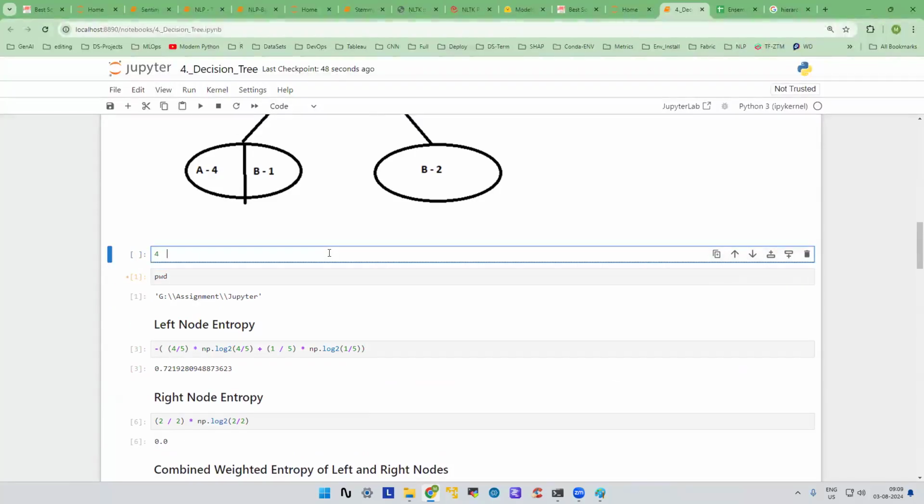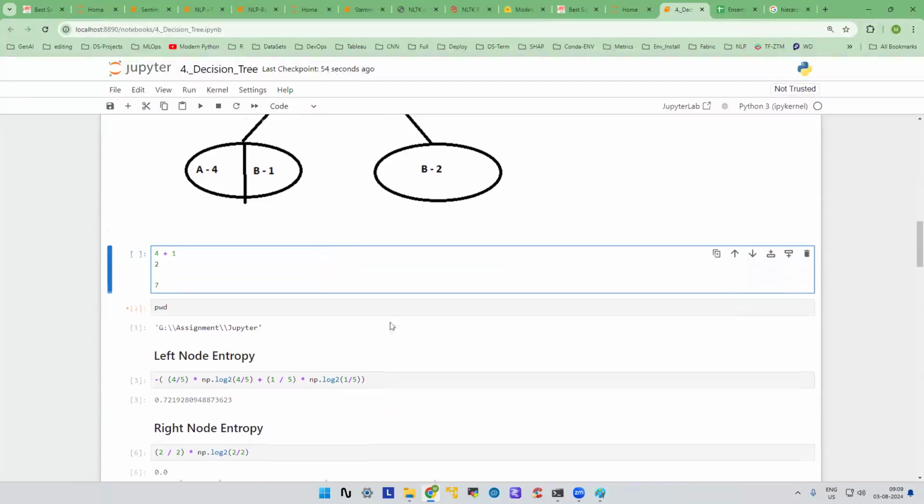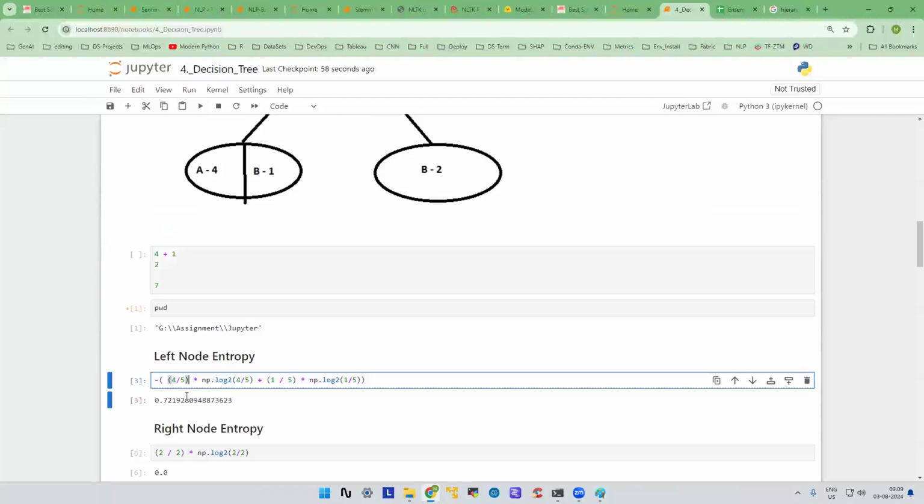4 plus 1 and 2, total is 7. Okay, let's focus on the left node first. So 4 by 5, we got 4 by 5 from this one. 4 total is 5, right? 4 plus 1, 5, multiplied by log base 2 of 4 by 5.